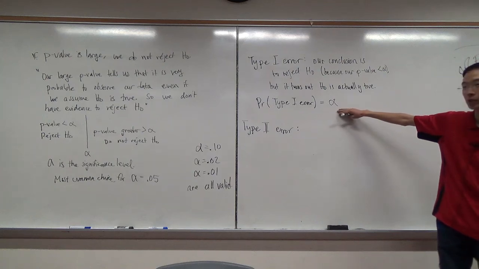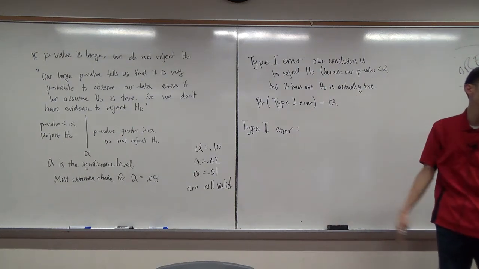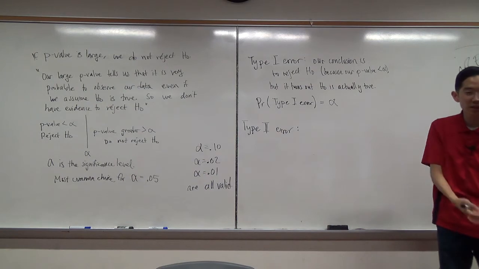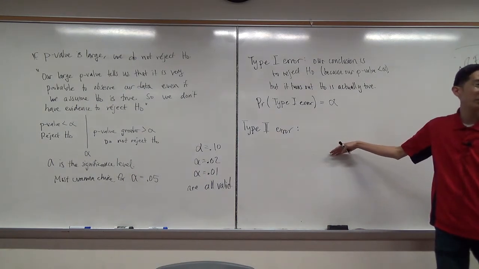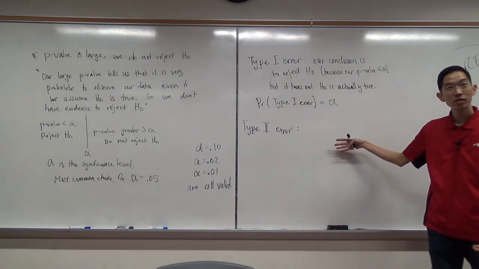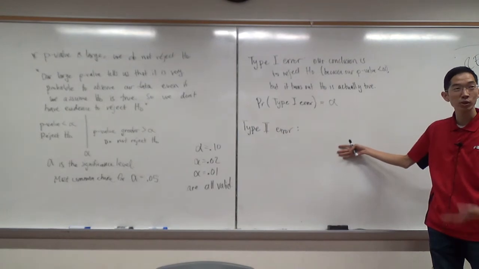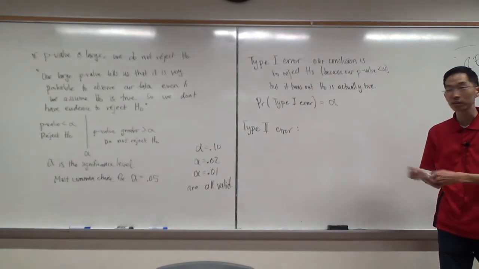Trying to avoid type 1 errors, you might choose a really tiny alpha. But if you choose a tiny alpha, then you're going to be rejecting the null hypothesis less often. And maybe you didn't reject the null hypothesis when you should have. That's called a type 2 error.